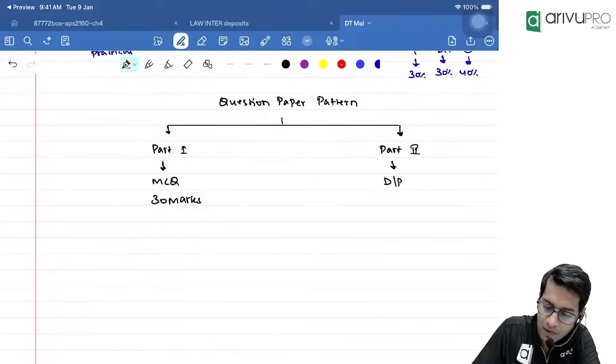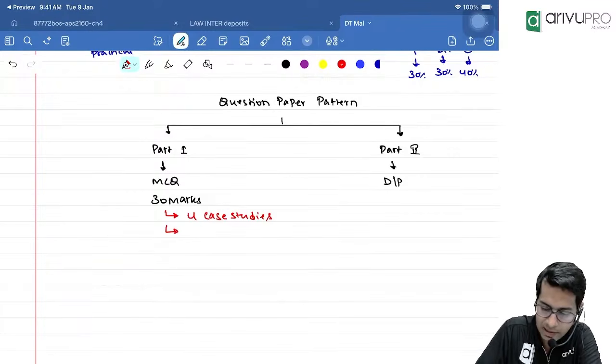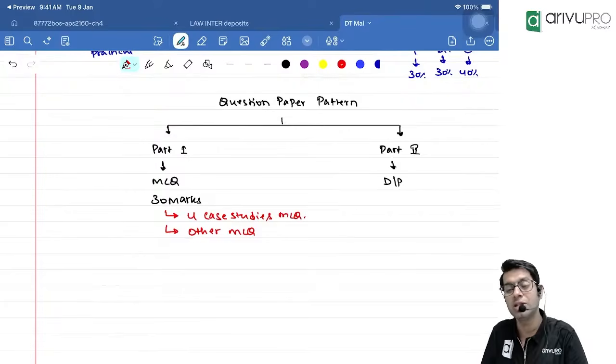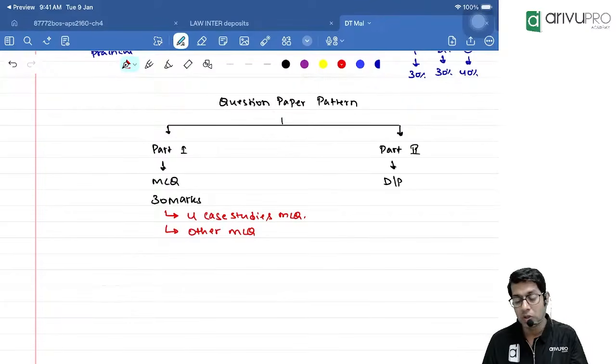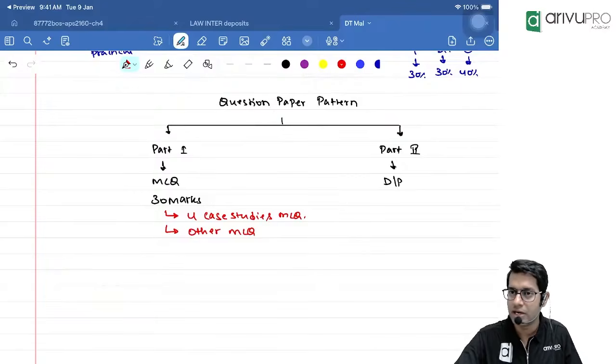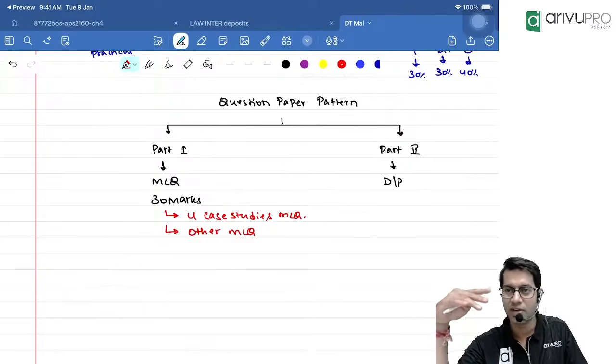Now in this 30 marks, you will have totally 4 case studies and you will have other MCQs. You will have 4 case study based MCQs and other MCQs. Sir, what is this case study based MCQ? Case study based MCQ means they'll give a story to you. You have all gone to school, 9th standard, 10th standard. In 9th and 10th standard, if you remember, we had something called comprehension, wherein they used to give some big story. Ram has a buffalo, that buffalo has 4 legs, he's from this village, something like this, and they used to ask how many legs the buffalo has. Correct? So that comprehension reading, same thing is there.